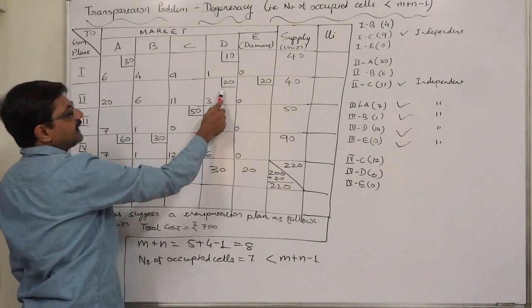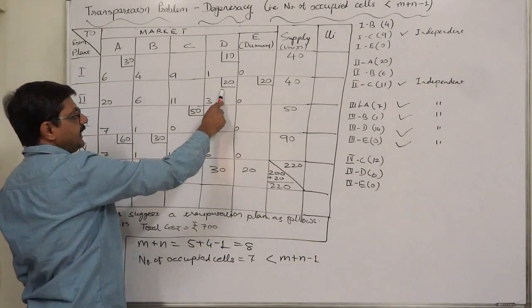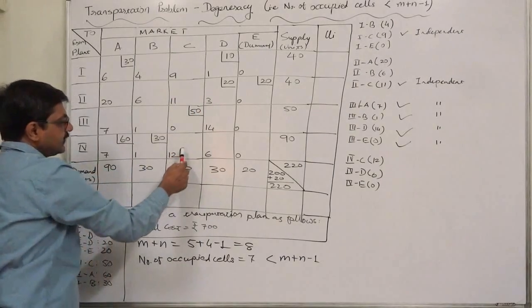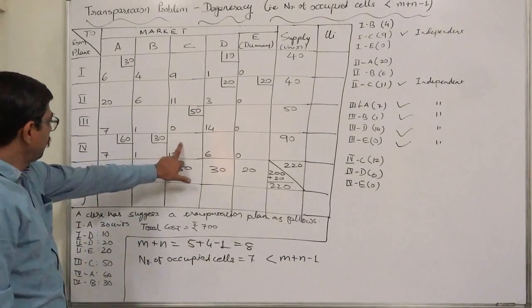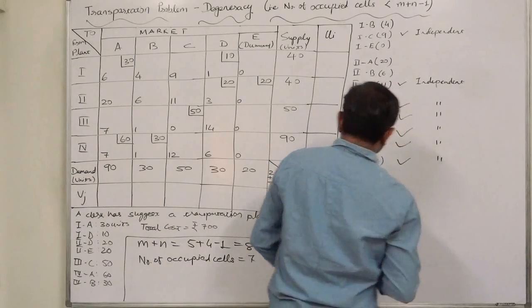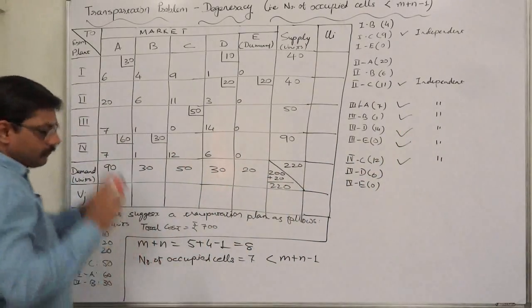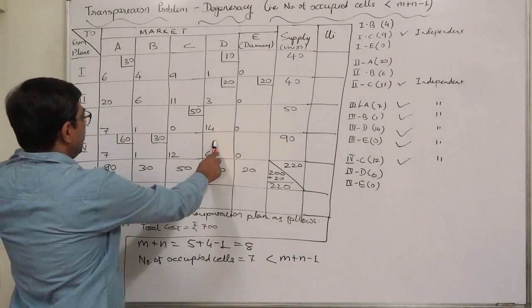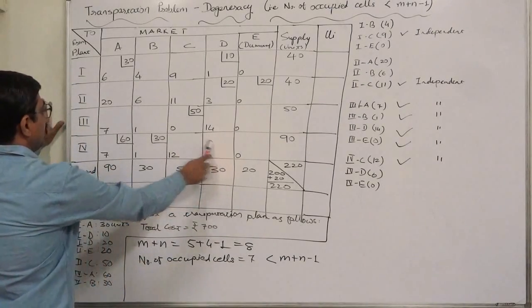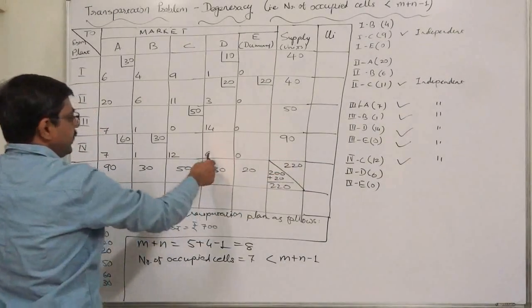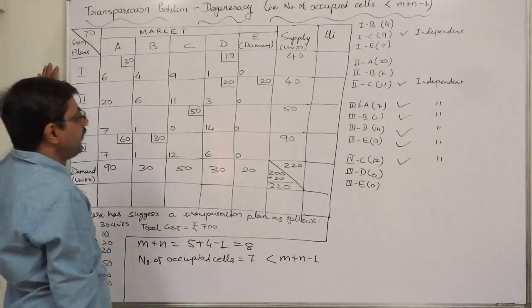This is the critical cell. From there, it is not possible to take a turn on this side, and hence the closed loop cannot be drawn from 3C. So 3C is also independent. 4C. What about 4D? Can we draw? Yes, easily. 1, 2, 3 and 4. We can draw a closed loop from 4D. So that cell doesn't qualify.